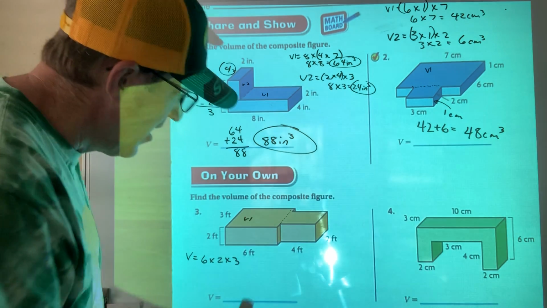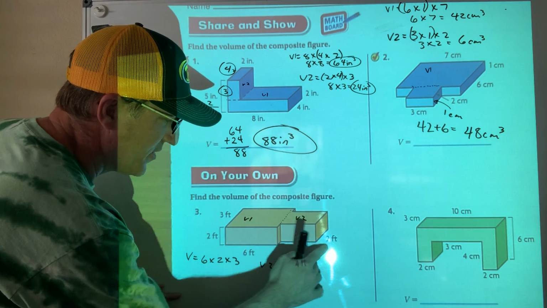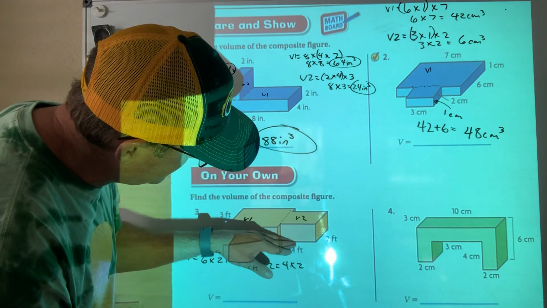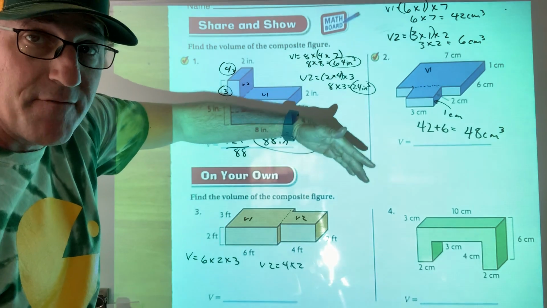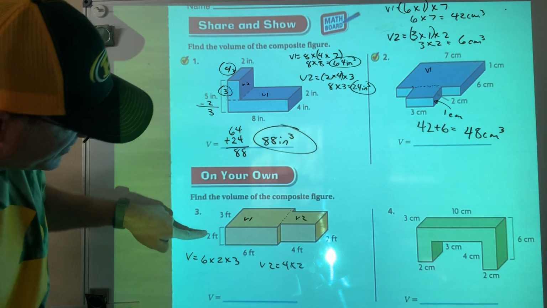Okay, you're back. I know my V2 is 4 times 2. So I've got this side and I've got this side. It looks like I need my height. How do I find my height? Well, I follow my edges. There it is. It says 2.